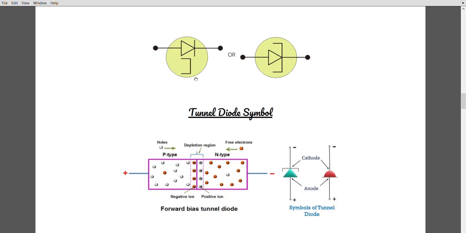Here you can see the picture of the tunnel diode symbol. This is the tunnel diode symbol, and here is the forward bias tunnel diode working picture. And this is the symbol of the tunnel diode, represented using cathode and anode.